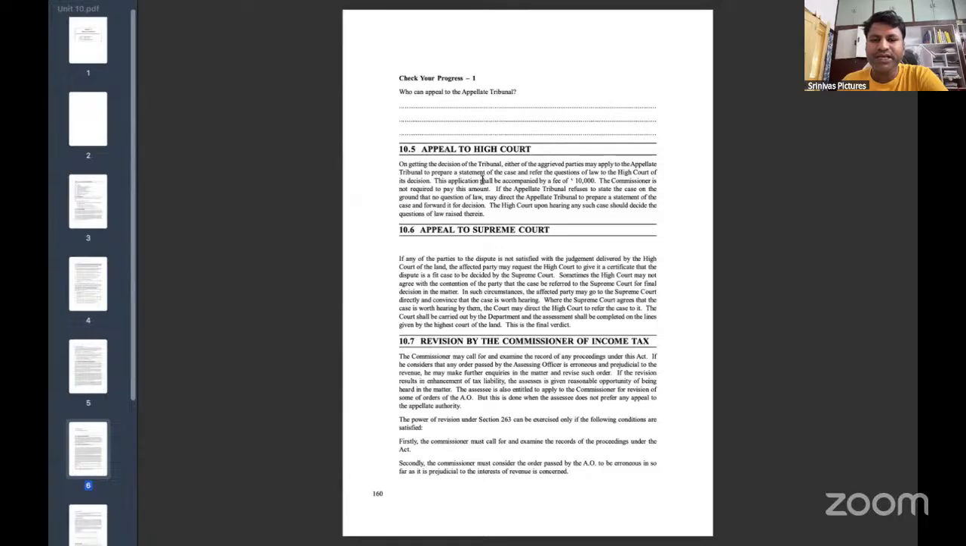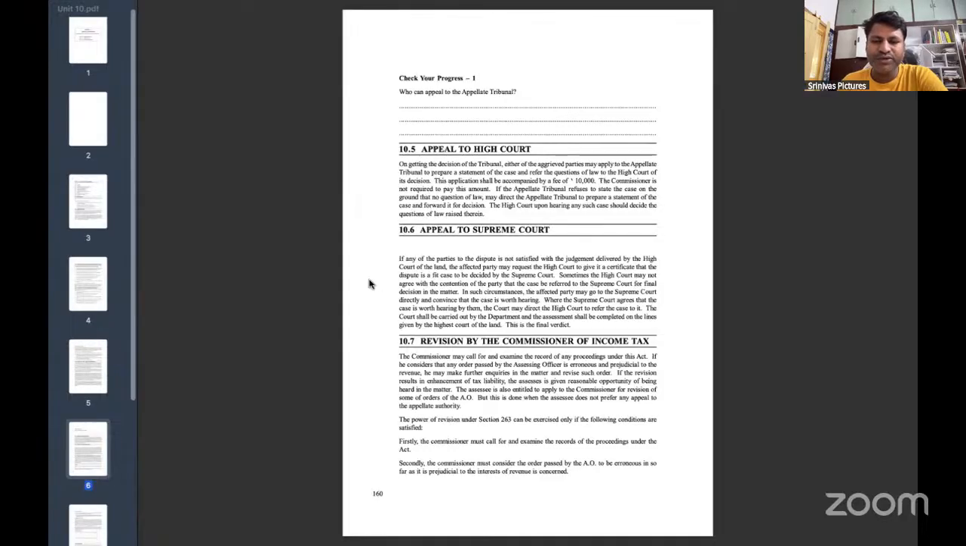This application shall be accompanied by the fees of 10,000 rupees. The Commissioner is not required to pay this amount. If the appellate tribunal refuses to state the case, then on the ground that no question of law arises, the party may direct the appellate tribunal to prepare it. The High Court, upon hearing such a case, shall decide the question of law.